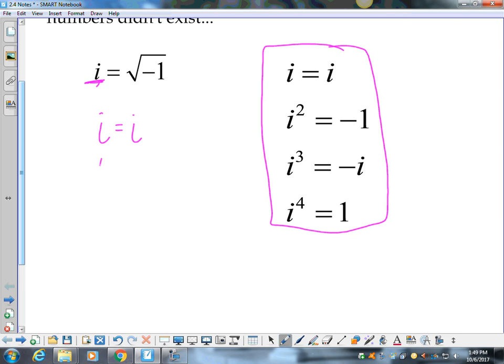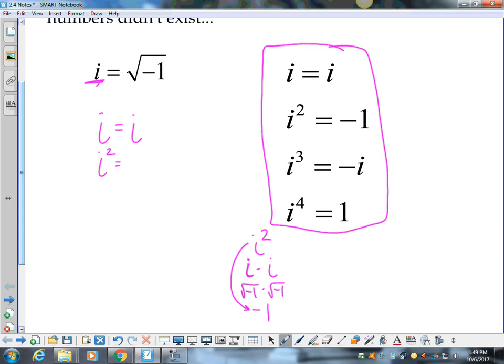Okay, so i squared. Well, I want you to think about this. i squared is i times i. Well, think about what i represents. i is the square root of negative 1. So is that one. And then if you'll remember the last couple of weeks, we've talked about root of cow times root of cow is a cow. So root negative 1 times root negative 1 is negative 1. So i squared is negative 1.